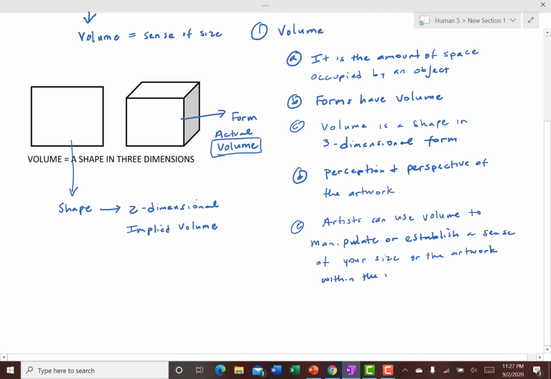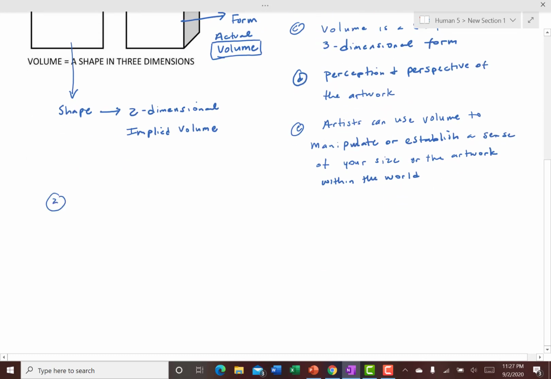So if you come across something that has smaller volume, it's going to give you a sense that it's minuscule, so tiny in a larger world. Or something is massive and you're looking at it from the bottom and looking up, and you have this sense of perspective that it's much larger or giant compared to the normal volume of things.